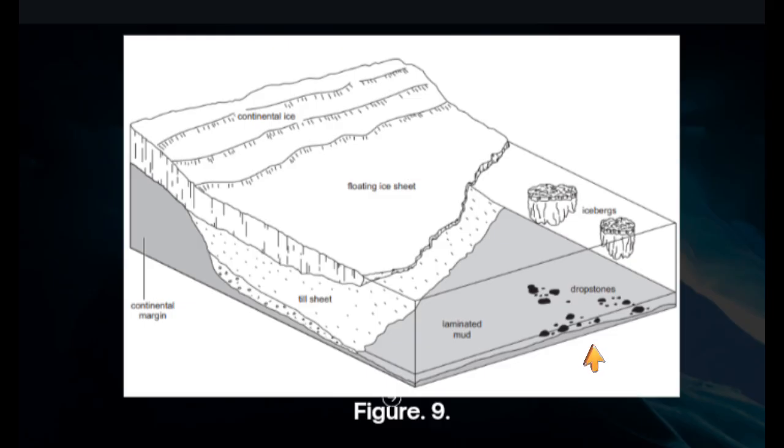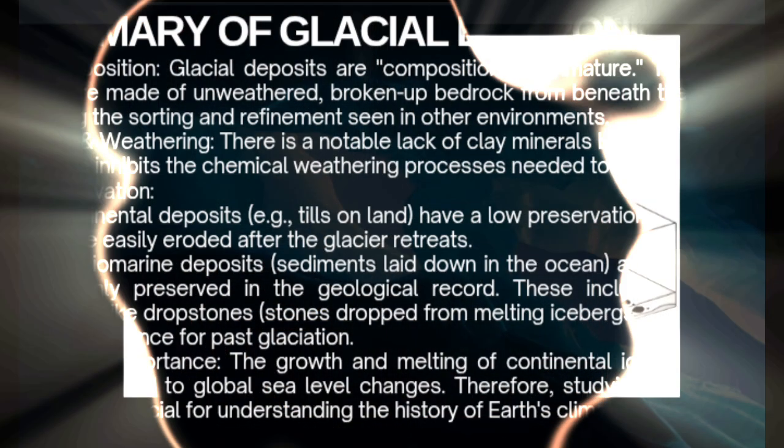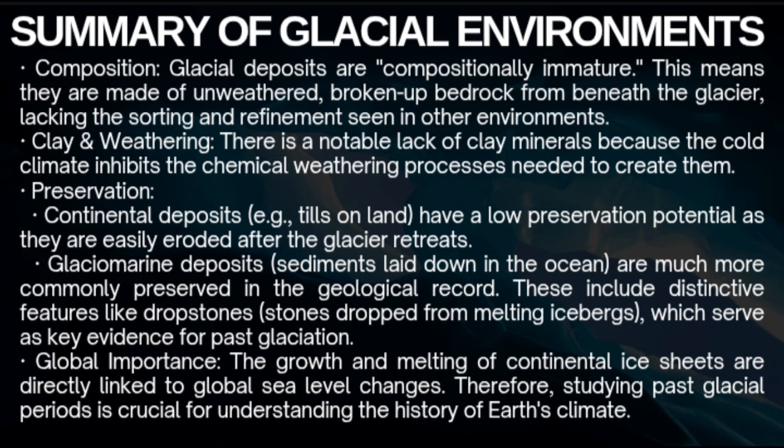When a dropstone lands, it disrupts the delicate layers of mud. Later, more mud is deposited on top, burying the stone. In a core sample taken from the seafloor, a geologist would see a lone pebble or boulder sitting in the middle of fine laminations that are bent downward beneath it. This is definitive proof that the stone fell from above, indicating the past presence of icebergs. So that's all for the glacial marine or marine glacial environment. Let's now move on to the summary of glacial environments.